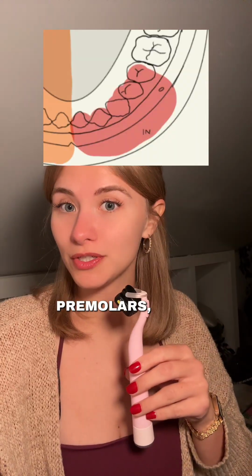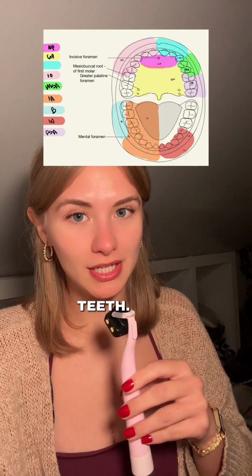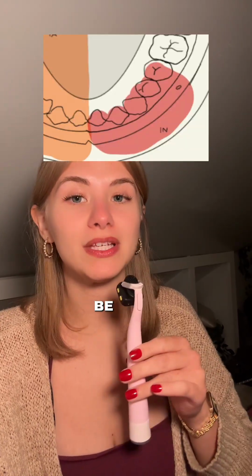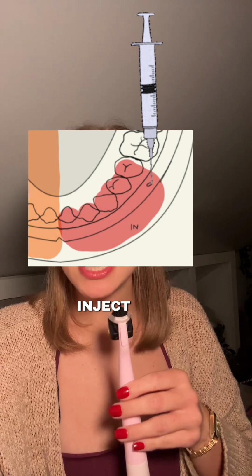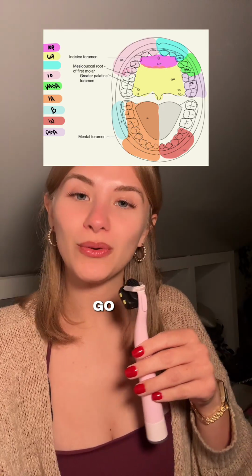So that mental block doesn't block any of the anterior teeth. It blocks the premolars, the chin, the lower lip, and facial gingiva of the anterior teeth. But the one that does anesthetize the anterior teeth is going to be the incisive block. You're going to inject the mental and push in so that the anesthetic can go into the incisive nerve.